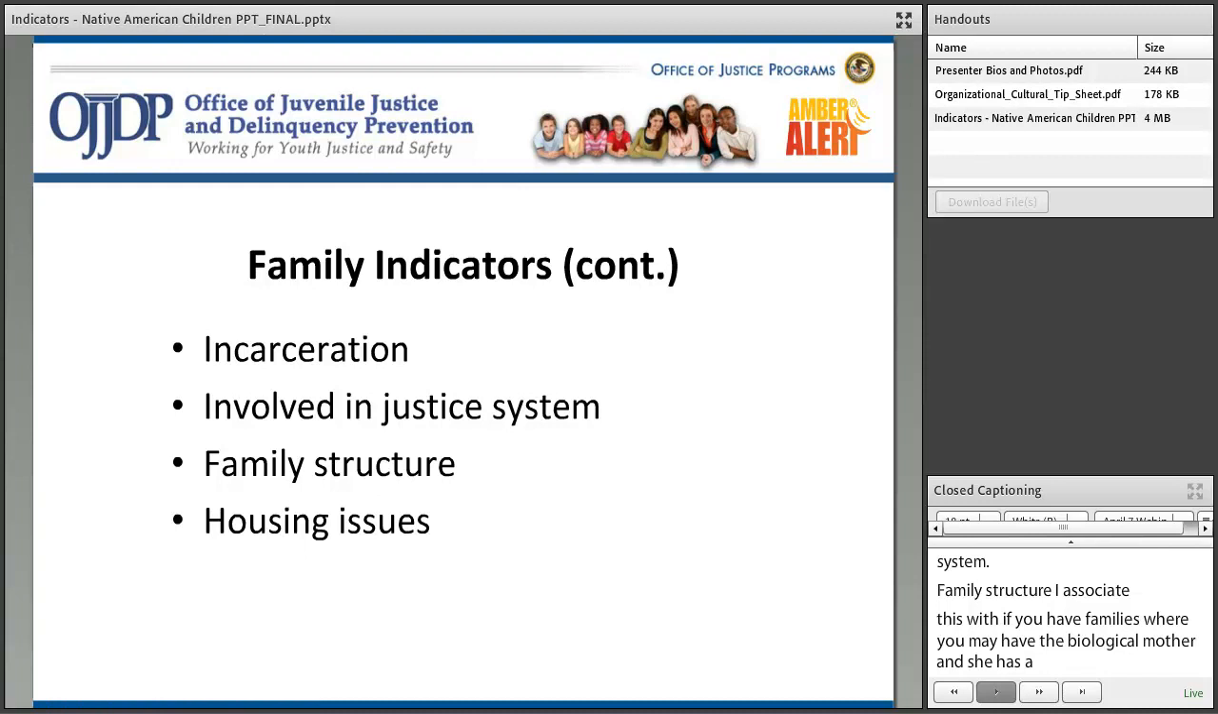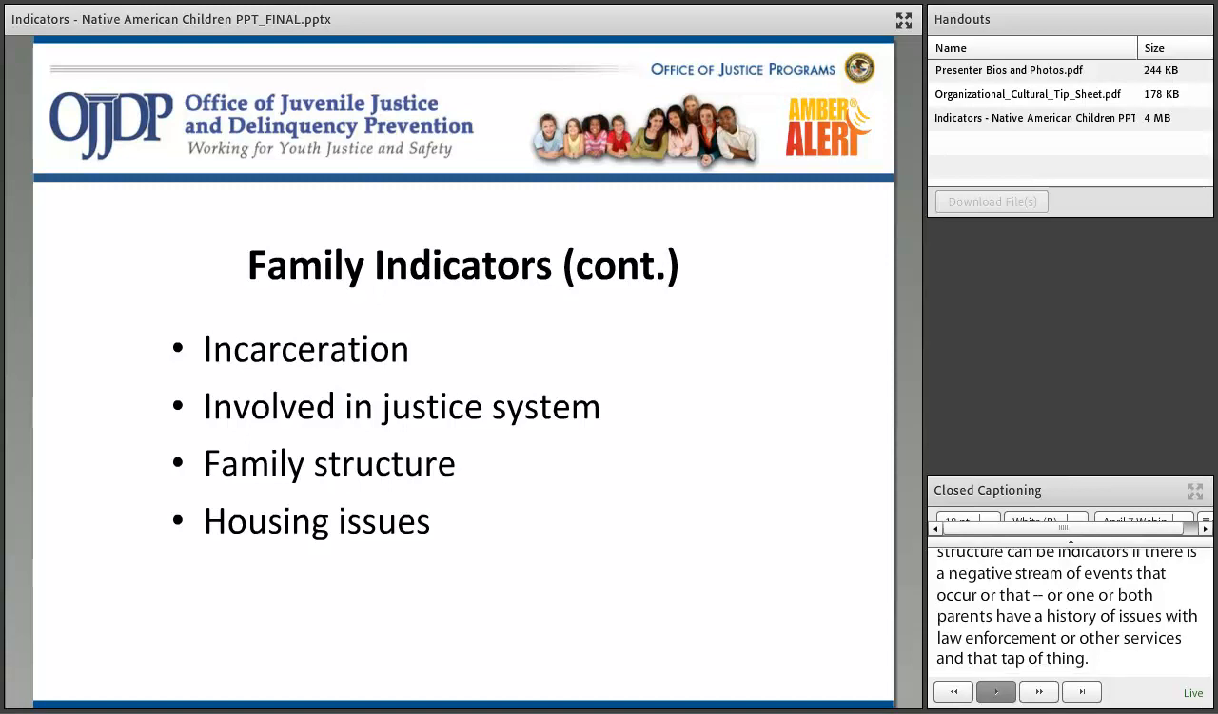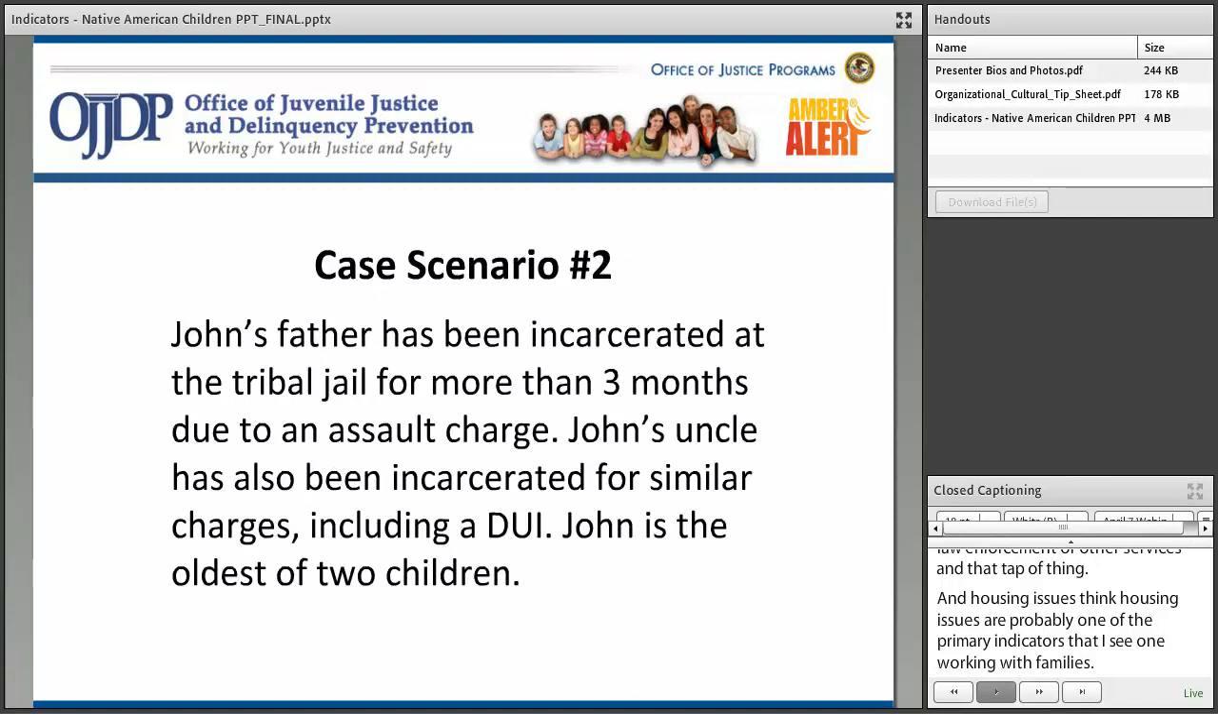And then housing issues. I think housing issues are probably one of the primary indicators that I see when working with families. If they're living in housing, or they're living with a family temporarily, in transit between the reservation and the city or another tribal community, those are definitely an indicator to look for in your contact with families, either in an investigation or a support service process.